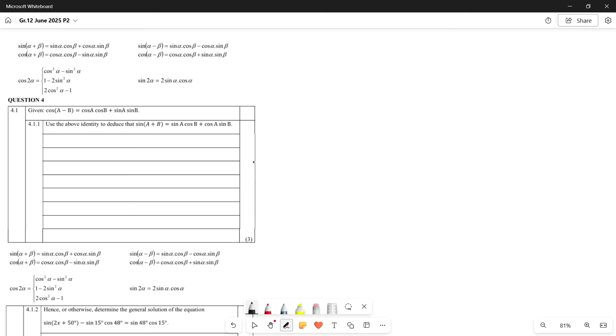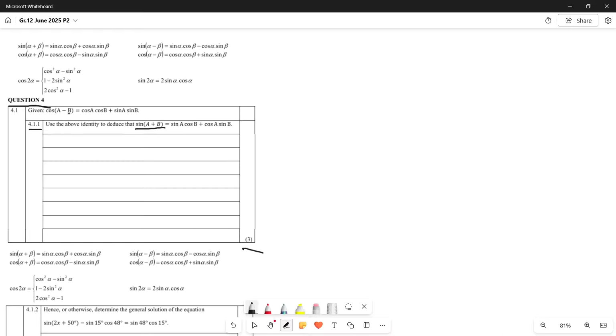Cool, guys. So we're on question 4 now. So 4.1, it says given cos(A minus B) equals cos A cos B plus sine A sine B. 4.1.1, use the above identity to deduce that sine(A plus B) equals sine A cos B plus cos A sine B. So this is 3 marks. They love this question. I've seen it in every June paper, every prelim, every final, some sort of proof with a compound angle.